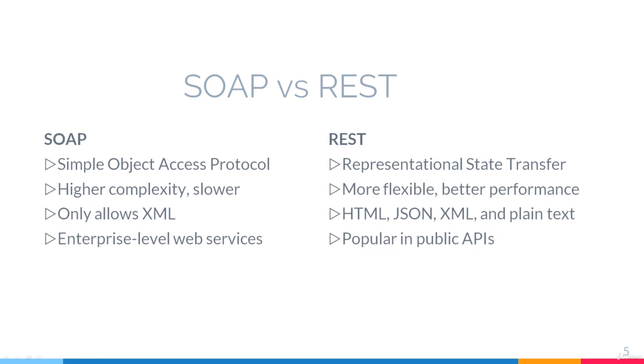REST is the most popular choice for developers to build public APIs. For example, Google Maps has a public REST API that lets you customize Google Maps with your own content.